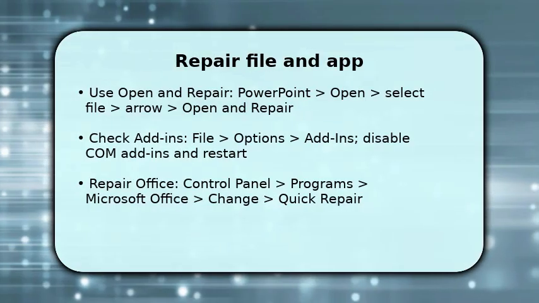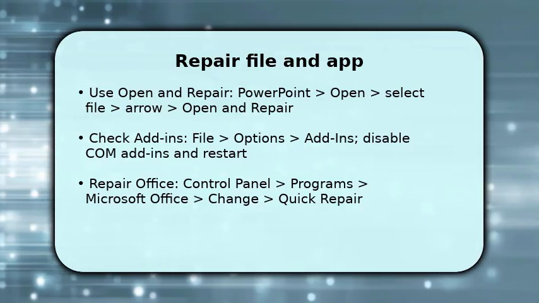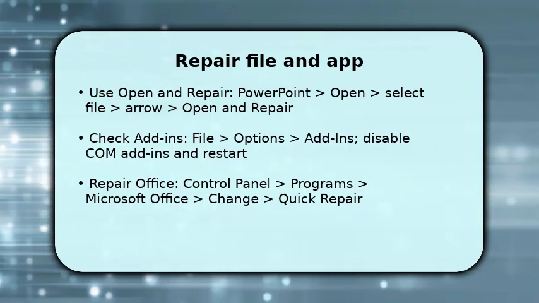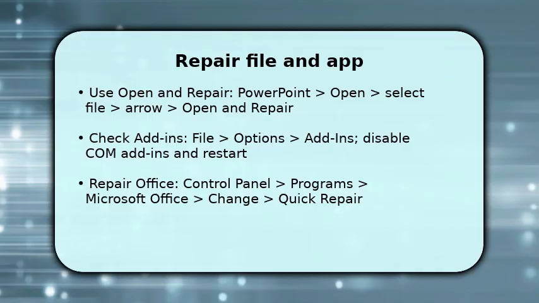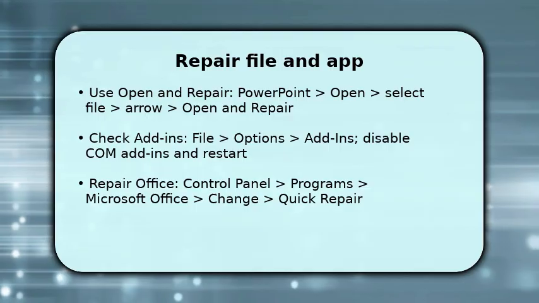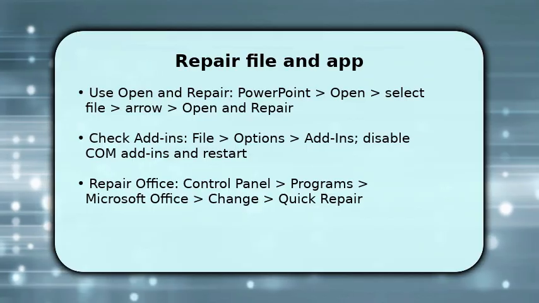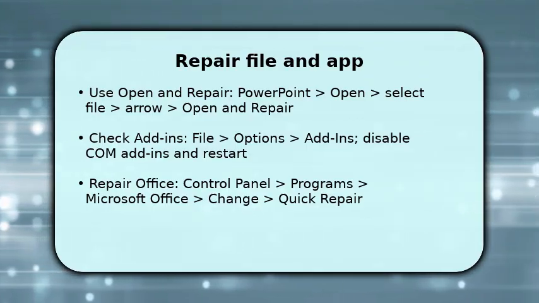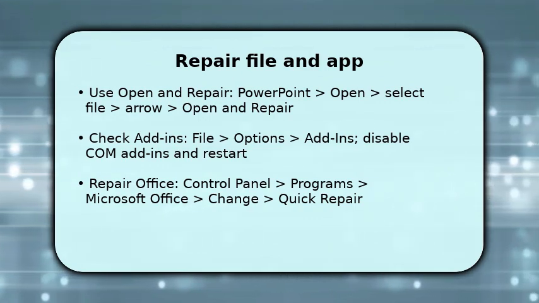Next, you repair both the file and the app. First, attempt Open and Repair from PowerPoint's Open dialog to salvage corrupt slides. If that doesn't work, disable COM add-ins under File, Options, Add-ins. Unreliable add-ins often block editing. Then run a quick repair of Microsoft Office from Programs and Features to fix broken program components. If quick repair fails, follow up with an online repair. These steps handle corruption and app-level problems that block editing, even when file permissions are fine.